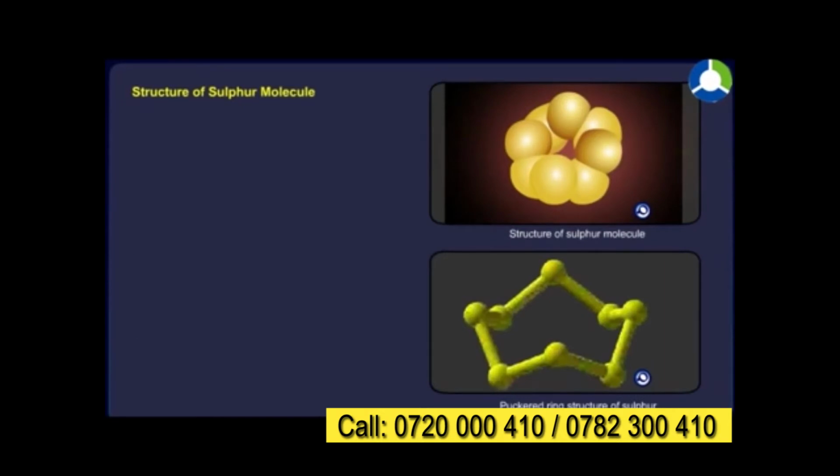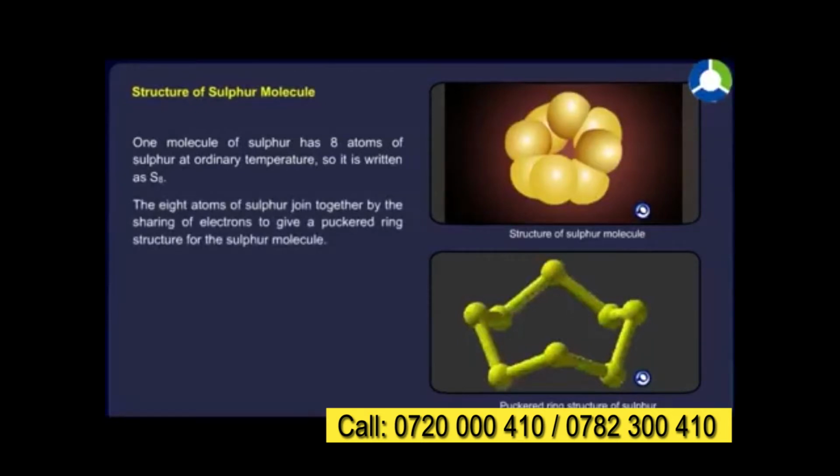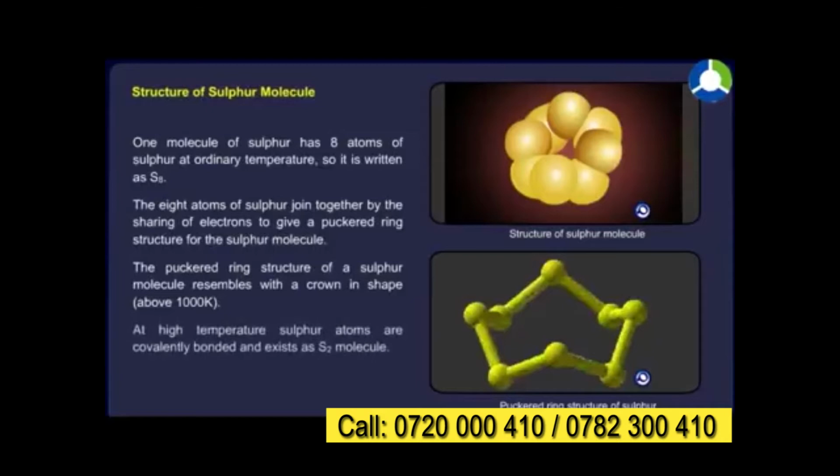Structure of the sulfur molecule. One molecule of sulfur has 8 atoms of sulfur at ordinary temperature, so it is written as S8. The 8 atoms of sulfur join together by the sharing of electrons to give a puckered ring structure for the sulfur molecule. The puckered ring structure of a sulfur molecule resembles a crown in shape. At higher temperature, sulfur atoms are covalently bonded and exist as S2 molecules.